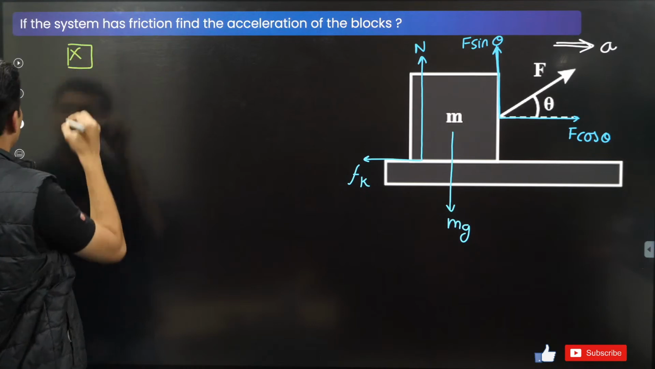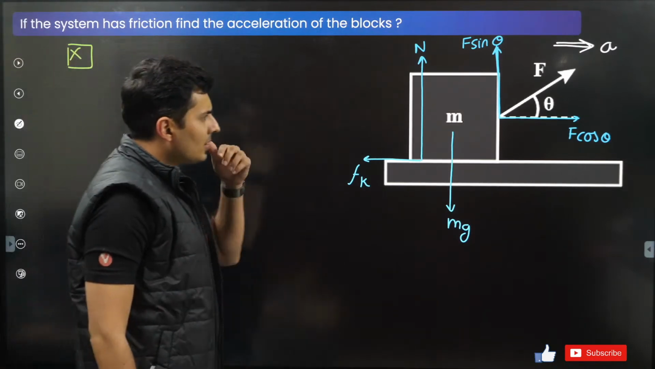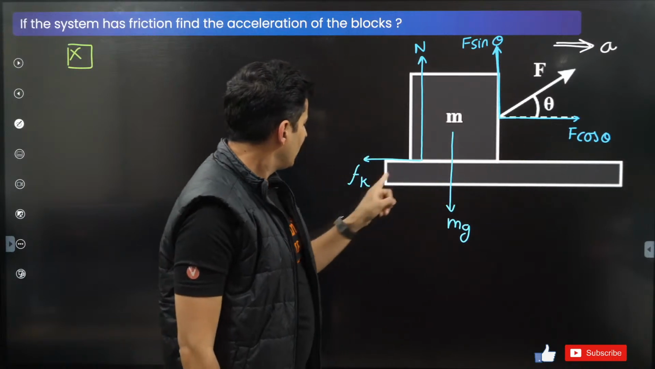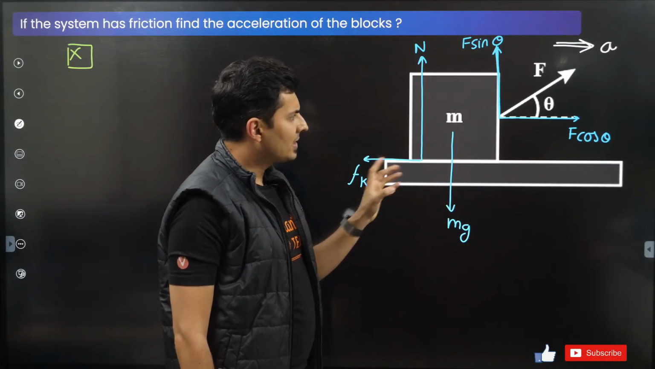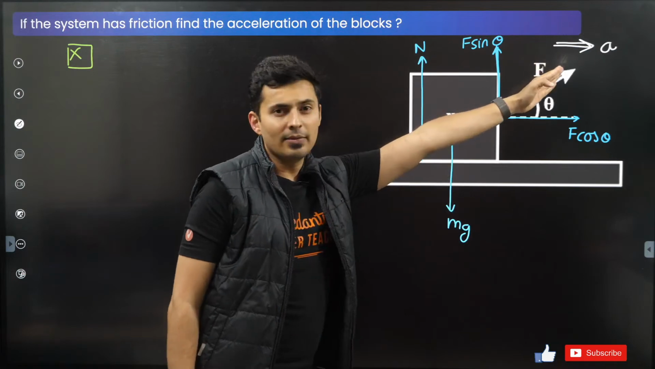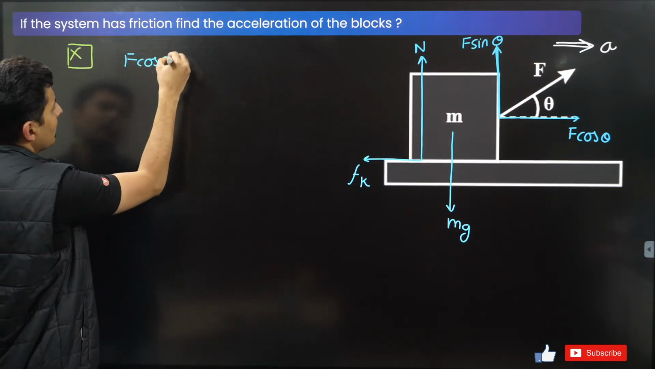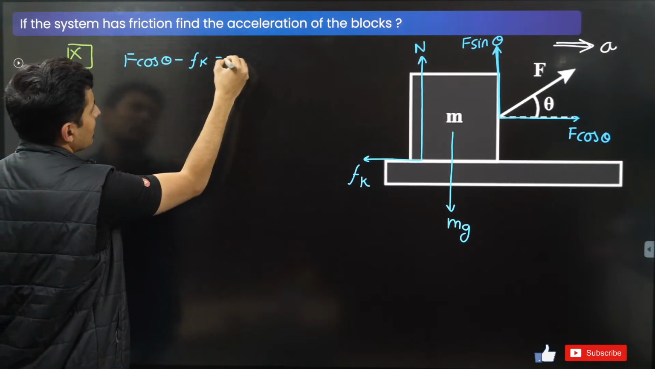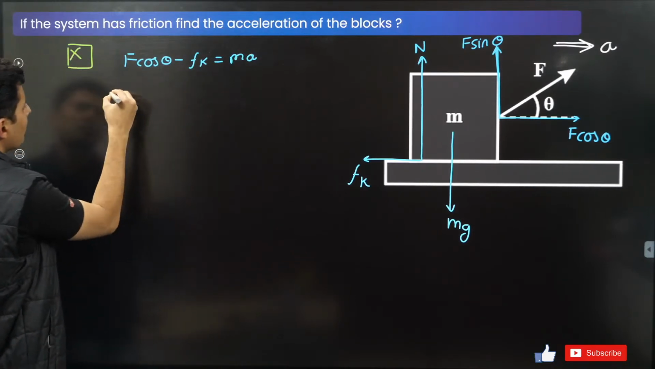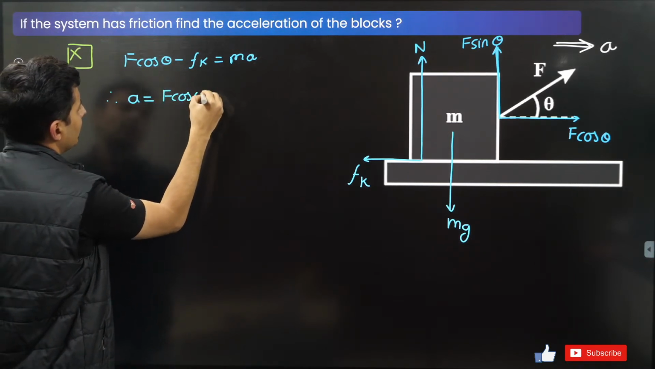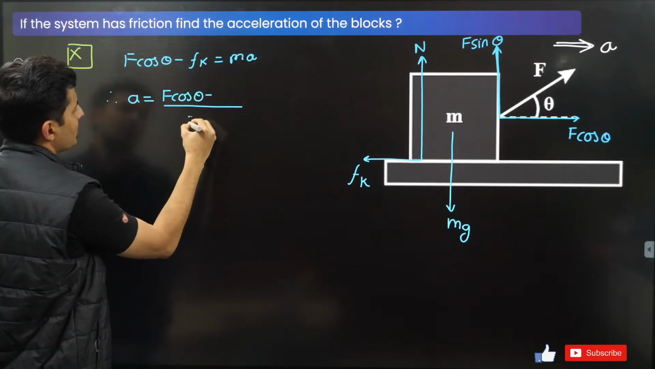Now let's see what is the equation I will write in x direction. Because it's accelerating, I want to find that. F cos theta is ahead, Fk is behind. The difference of these two is giving this acceleration. So F cos theta minus friction will give me mass into acceleration. Therefore, acceleration will be F cos theta minus kinetic friction by mass.